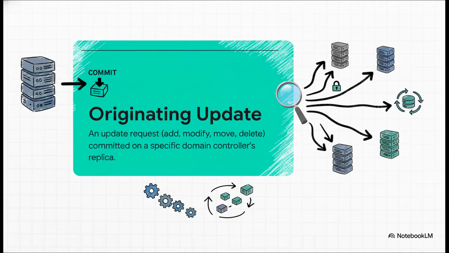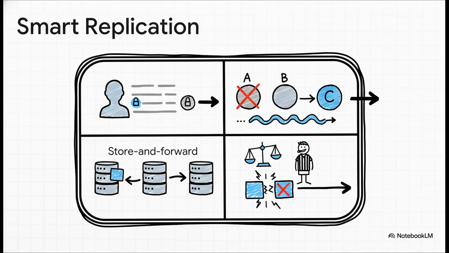Now the journey begins. And this is where it gets really, really smart. First, it only replicates changes at the attribute level. So if you change your password, it only sends the new password, not your entire user account. So efficient. Second, it only sends the final value. If you change a description 5 times in a row, it doesn't replicate all 5 changes, just the last one.